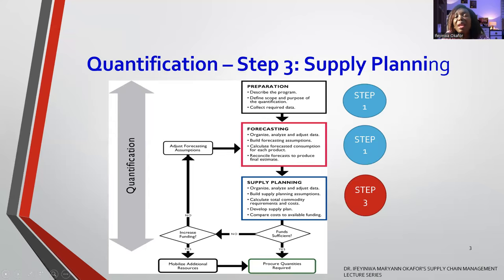Again, we also said that the third step of quantification is supply planning. So today we are going to take a closer look at supply planning. And it is time for us to organize a plan for the supply of the goods that we have forecasted previously. And at this stage, we also need to prepare for procurement and delivering of these goods.